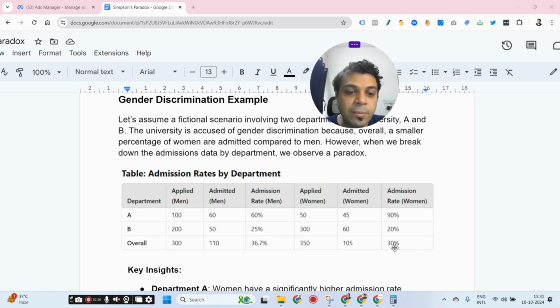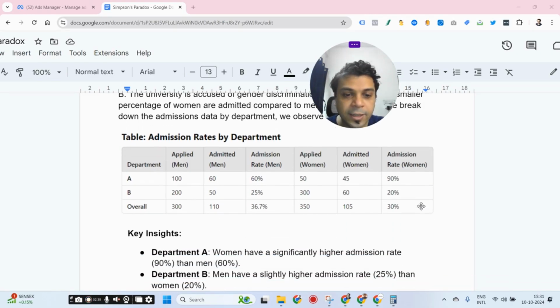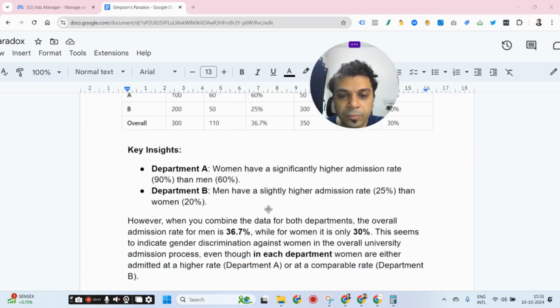But when you look at the overall numbers, you see that the trend is reversed, because with an admission rate as high as 90% in one department, you would expect a much higher overall admission rate for women, but that's not the case. It's actually lower for women.